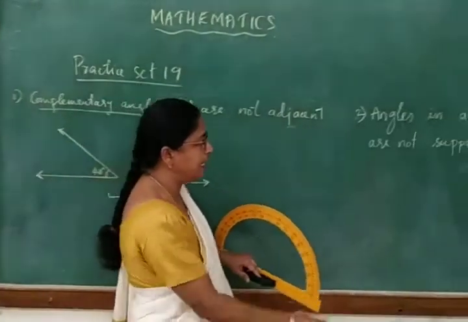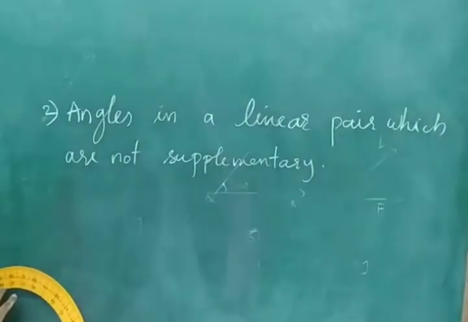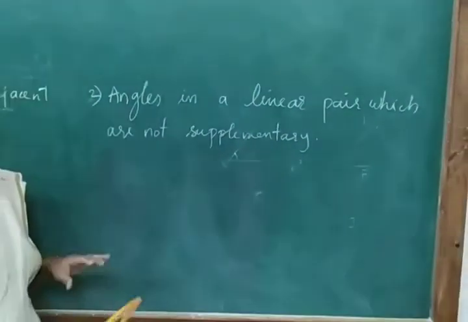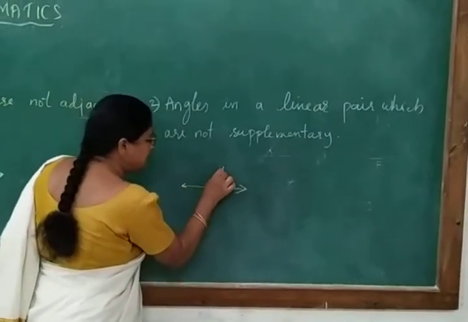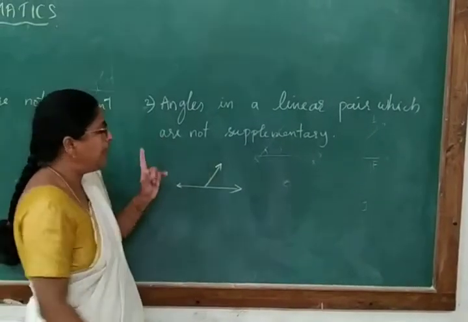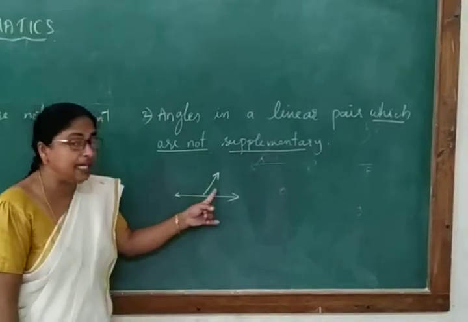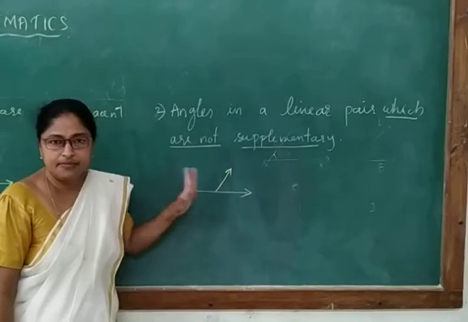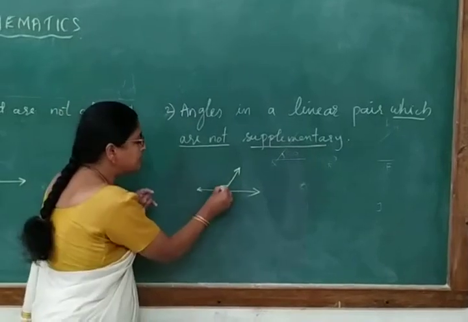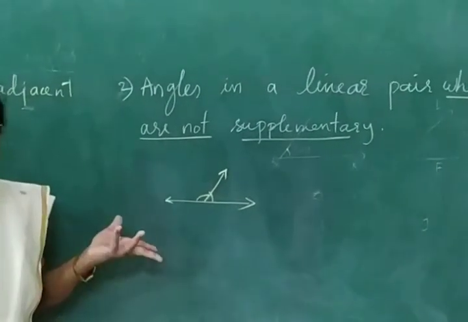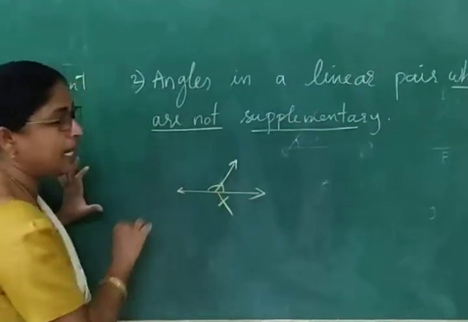Now let us come to the second question. Angles in a linear pair which are not supplementary. Is it possible to draw? If you draw linear pair, we know linear pair means there should be one common ray. But see the condition, which are not supplementary. If you draw here, we get a common ray. So they become adjacent angles. And they become supplementary here because the sum of these two angles will be 180 degree. So the not supplementary condition cannot be drawn.